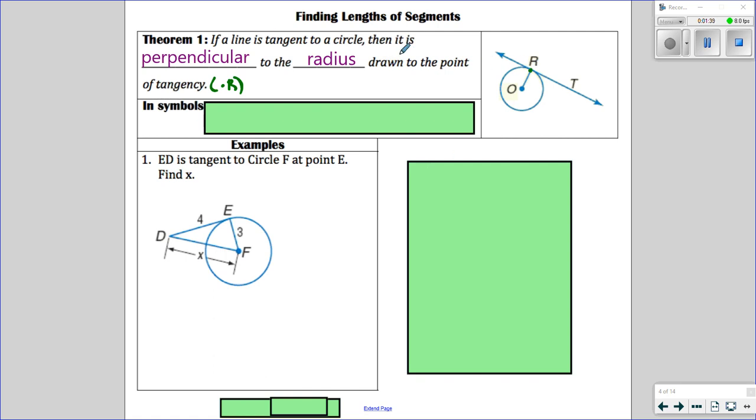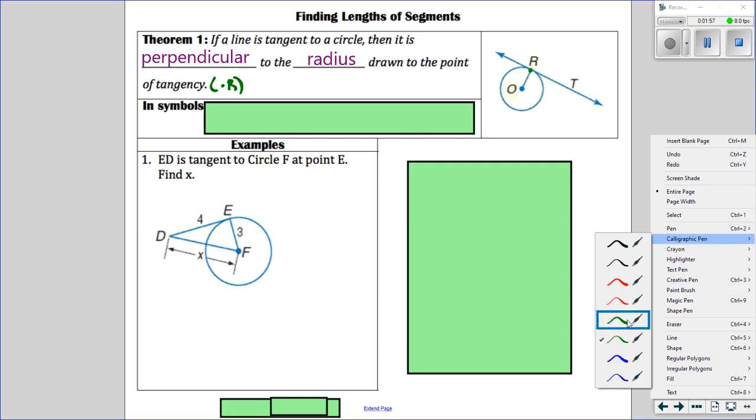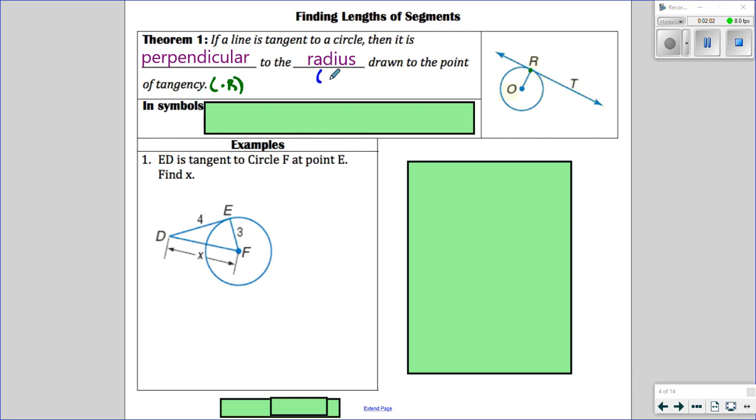Our perpendicular lines are OR and TR. They're perpendicular, and the radius is OR. And I'll put that in purple so that way you know. I use blue for that one instead of purple. So OR is our radius. And I should put that as segment OR.